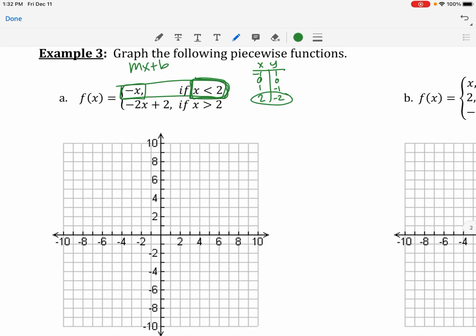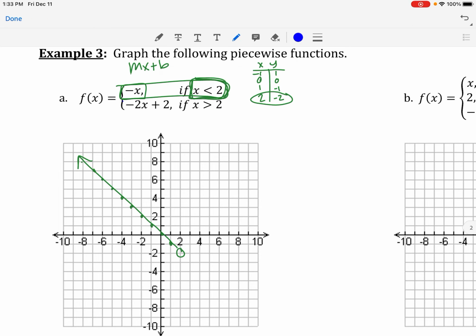This is at my boundary though, and I don't have an equal to sign, so I'm actually going to have an open circle right there. So 2, -2, it's going to be an open circle, 1, -1, which makes sense. My slope is -1 over 1 if you look at it as mx plus b form. And then I just connect that. Okay, so there's the first half of my graph.